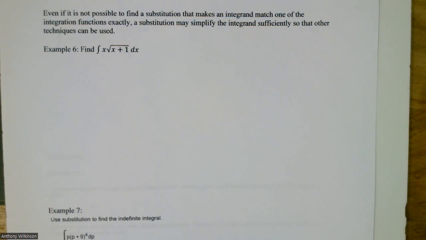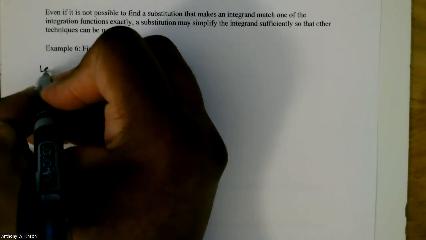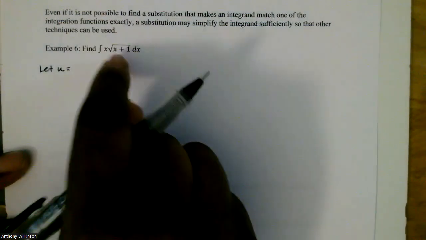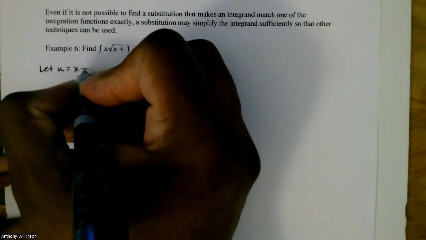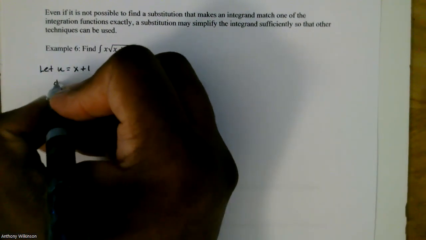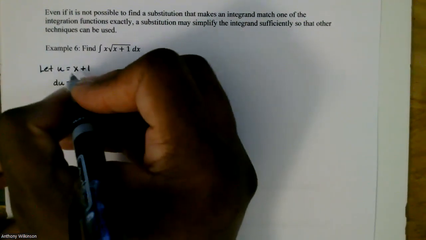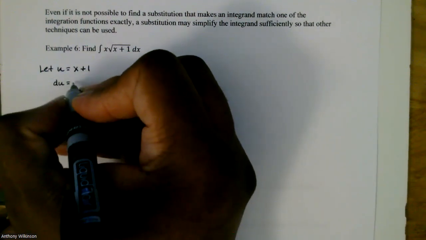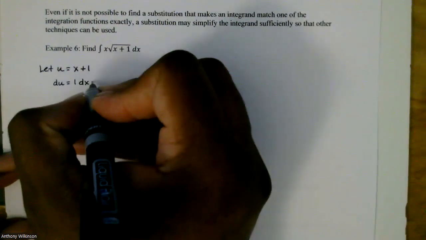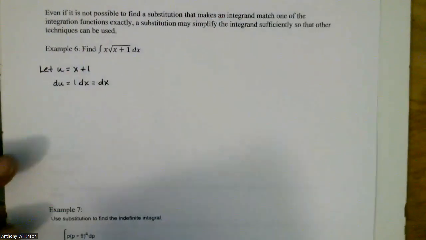You're asked to find the integral of x times the square root of x plus 1 dx. Okay. Now we can use an appropriate u substitution by doing this. I can let u equal what's underneath this radical, x plus 1. Then if we take its derivative, du will be the derivative of x, which is 1, and the derivative of 1 is 0. So I have du equal to 1 dx, or just dx.